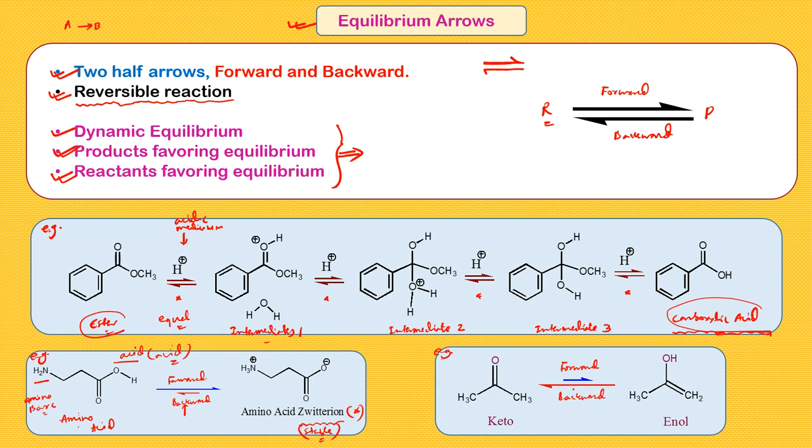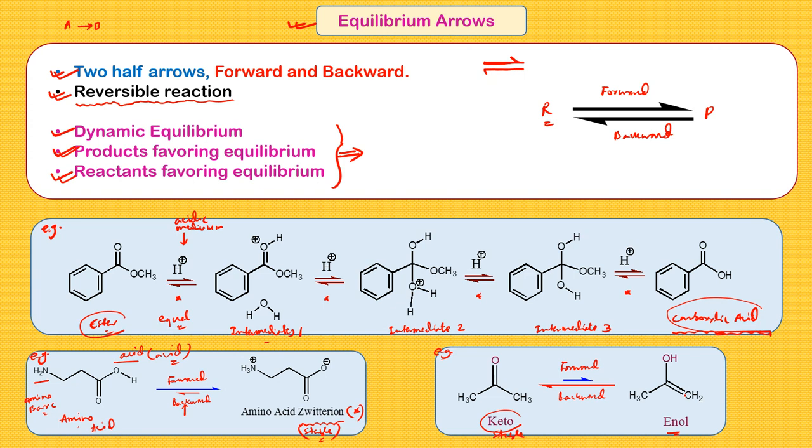Here we are observing the backward arrow with the longer length compared to the forward arrow. It means the keto form is more stable compared to the enol form. And therefore, there is a probability that the keto form will be present to a major extent, in a major percentage compared to the enol form, and therefore this equilibrium arrow is represented like this.